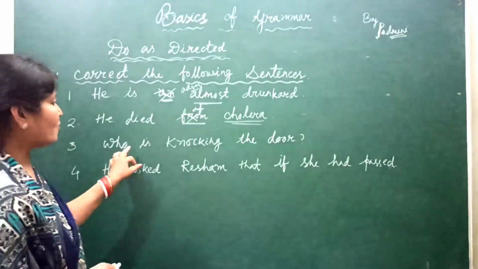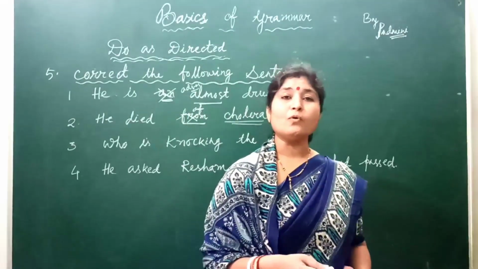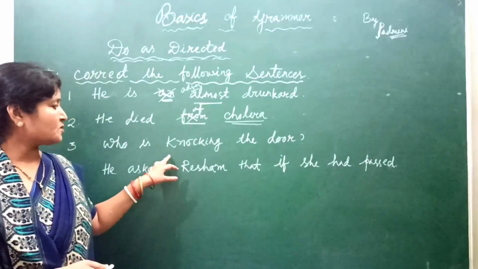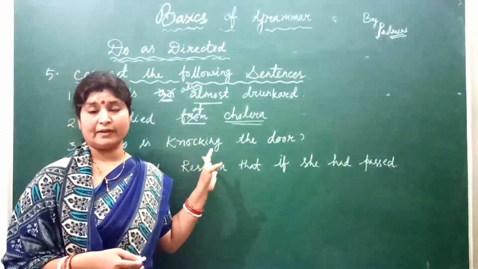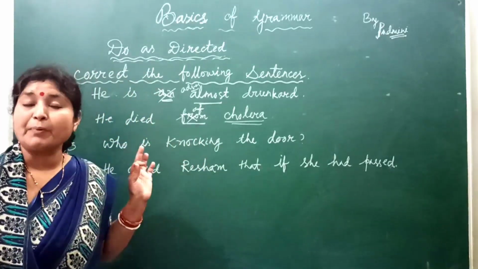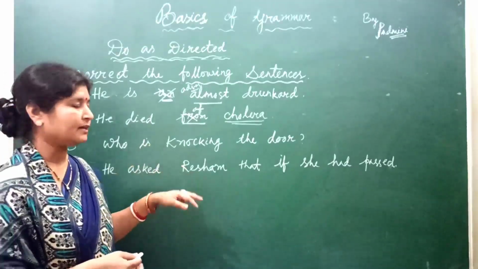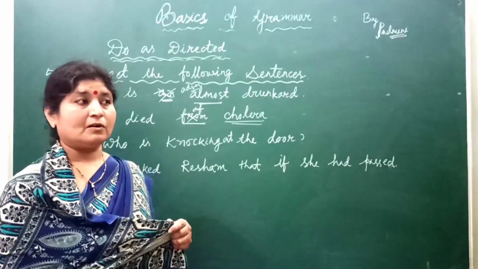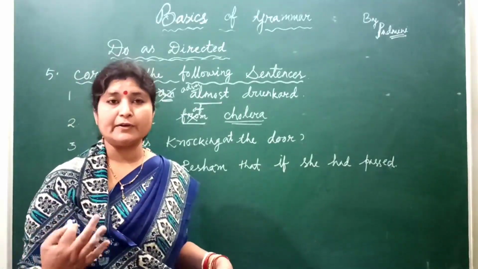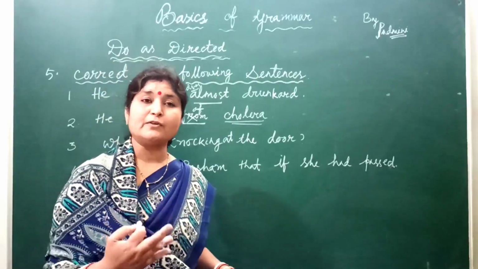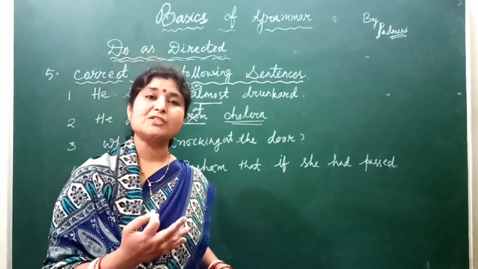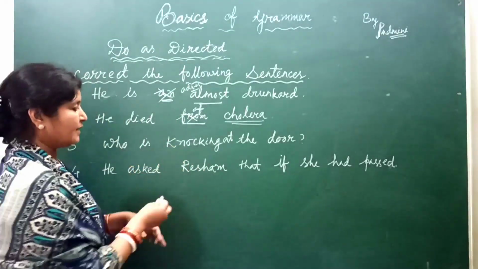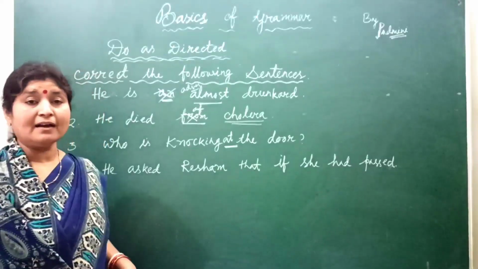Next question is, who is knocking the door? Always remember, whenever in a sentence we are using knocking, laughing, we have to use the prepositions. So who is knocking at the door? For example, what are you listening? What are you listening is wrong. What are you listening to? We must use there the preposition to. In the same case, who is knocking at the door is the correct answer.